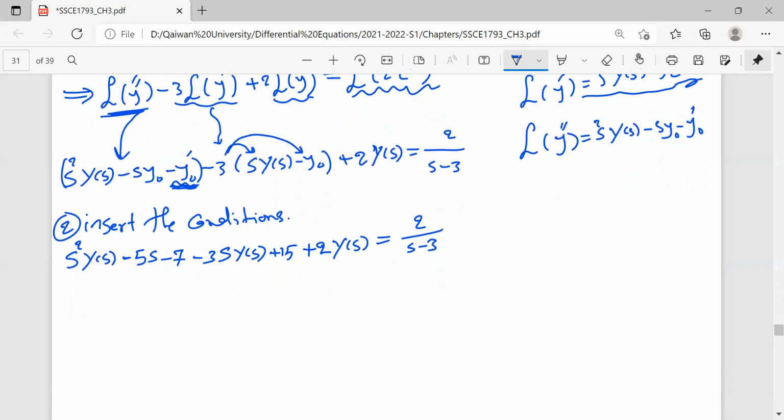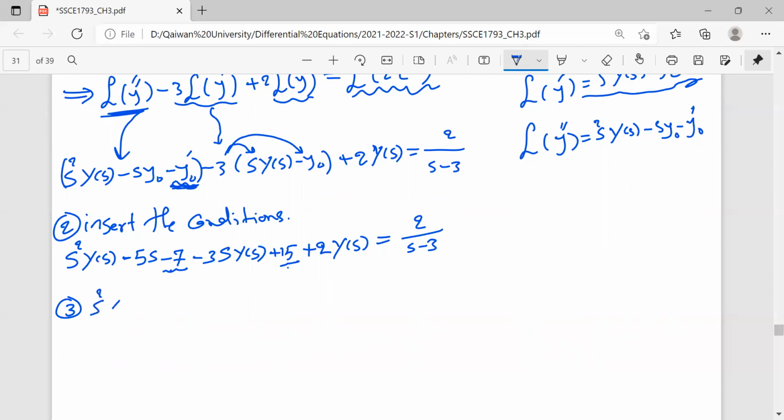Now we have step 3. In step 3, we rearrange the equation. I write down an equation for y of s. First, we move all terms with no y of s to the right hand side. Here we have, first let's simplify this. It's minus 7 and 15 is 8. When you move it to the right hand side, it becomes minus 8.